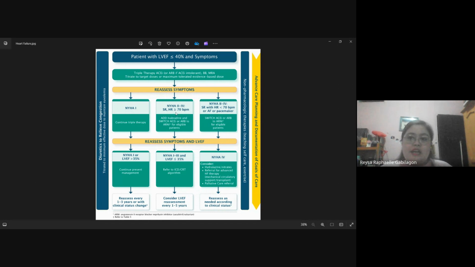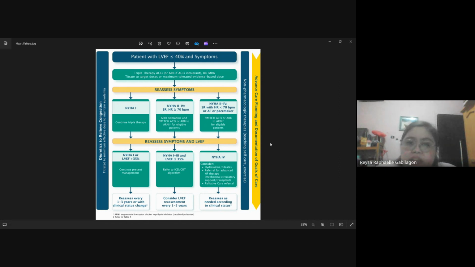Pero if the patient is classified either sa 2 to 4 na classes, depending on the symptoms, like just this one, yung mga heart rate, i-check yan siya. So, depending kung anong class siya and symptoms, pwede tayong mag-add ng Ivabradine, or pwede nating i-switch ang ACE inhibitor or yung ARBs to ARNI. ARNI is an angiotensin 2 receptor blocker, neprilysin inhibitor like sacubitril and valsartan na combination.